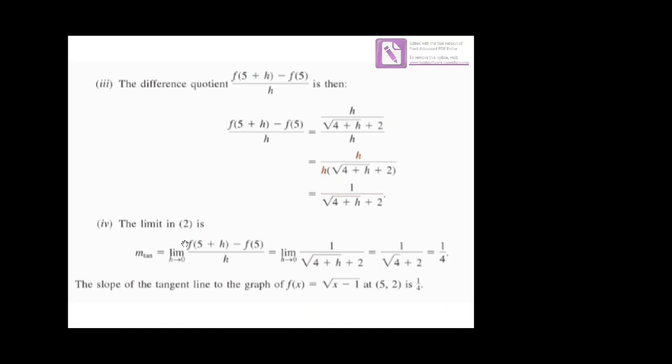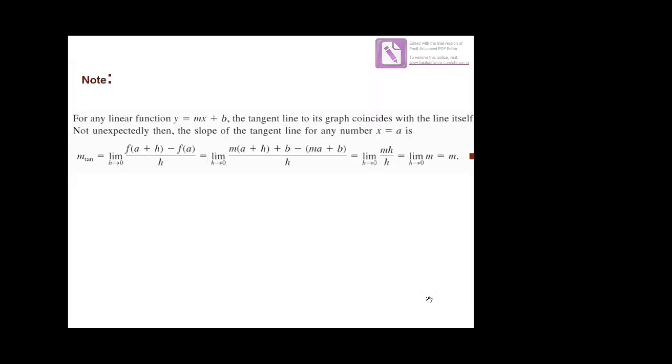As we have seen, the tangent slope is given by the limit of f(5+h) minus f(5) over h when h approaches 0. This will give us 1 over 4. We conclude that the slope of the tangent line to the graph of f(x) equals root of x minus 1 at the point (5, 2) is given by 1 over 4. So note here, for any linear function given by y equals mx plus b, the tangent line to its graph coincides with the line itself, not unexpectedly.